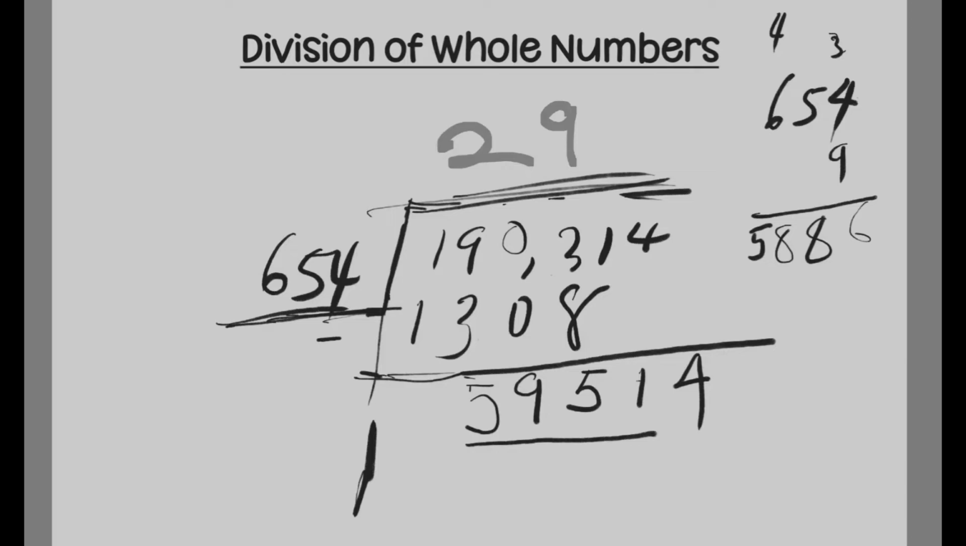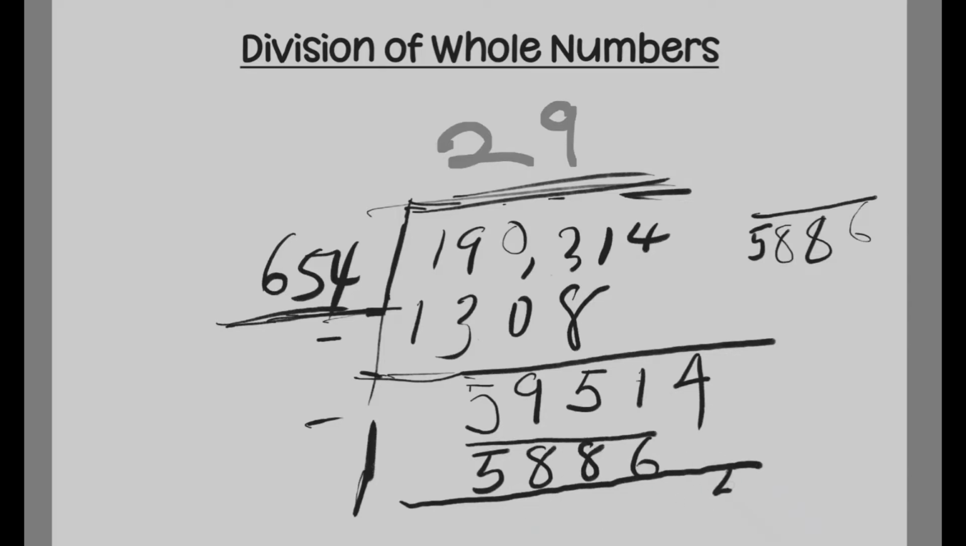Okay. So let me take this off. So now that I write my 9, 654 times 9 is 5886. I'm going to write 5886 here. Okay. So now I'm going to do our subtraction again. I'm going to subtract.